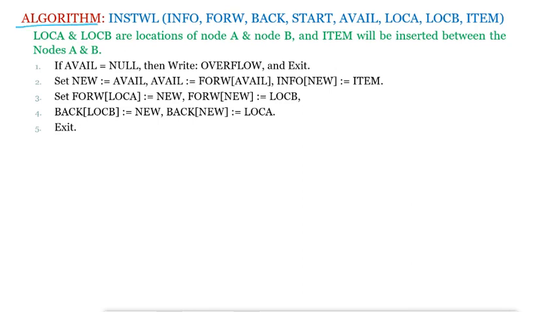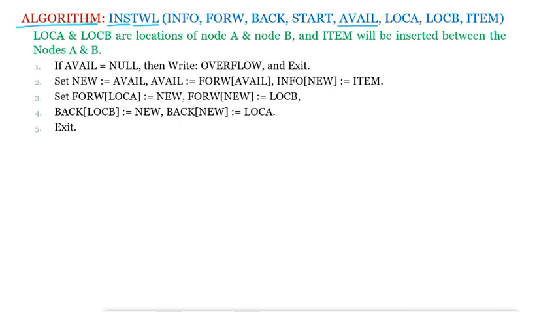Afterward we have INS TWL, that means inserting into the two-way list. And here we have multiple things like info, forward, backward, start, avail. Now this is important: avail means available list. There is an available list where we have the free memory locations. So the avail list contains the free memory nodes.